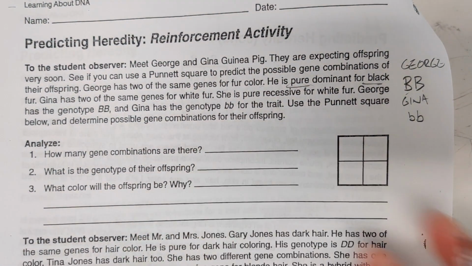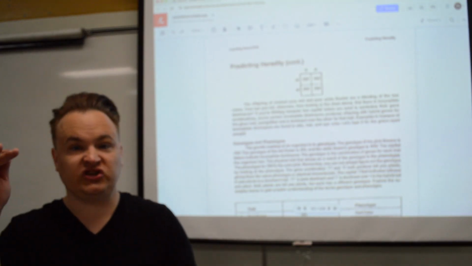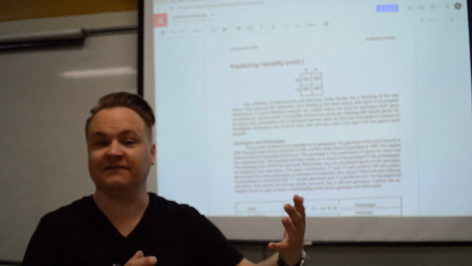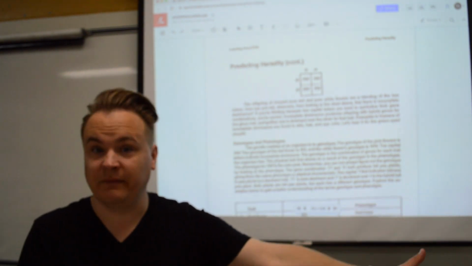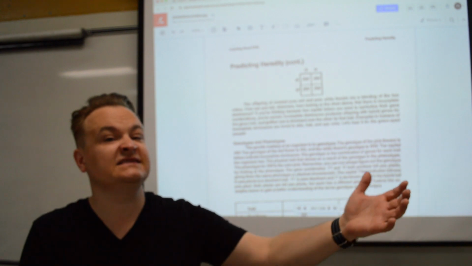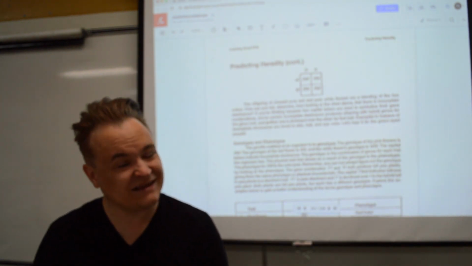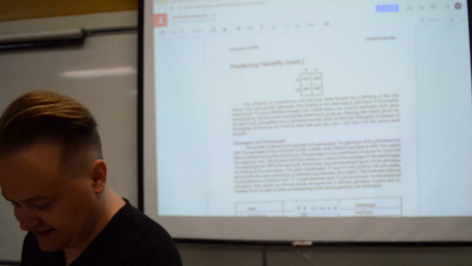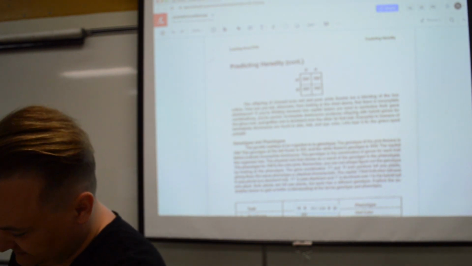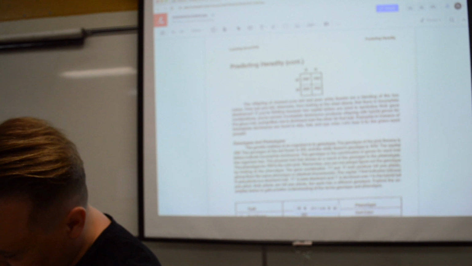Now what you have to do is make a square crossing Gina and George to see the odds of their offspring. You're not predicting for sure what their babies are going to be, but you're going to statistically cross them in a little square to see what chance the offspring has. So let's take a look at this. We're going to put George on the top here.